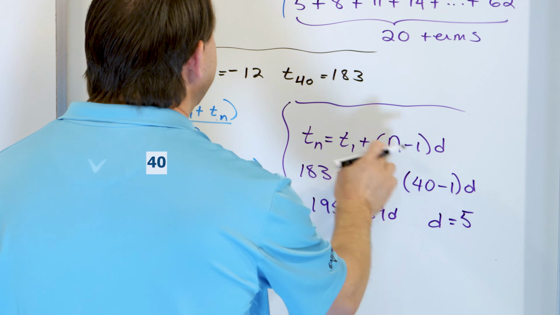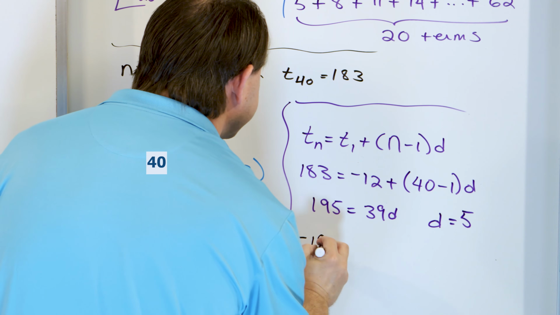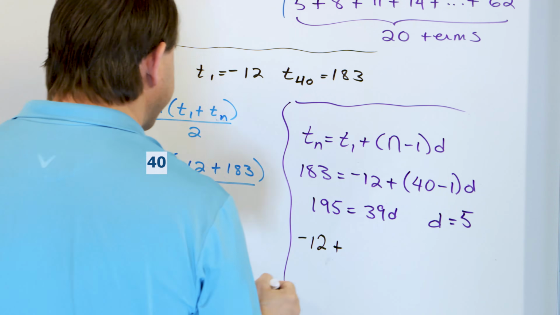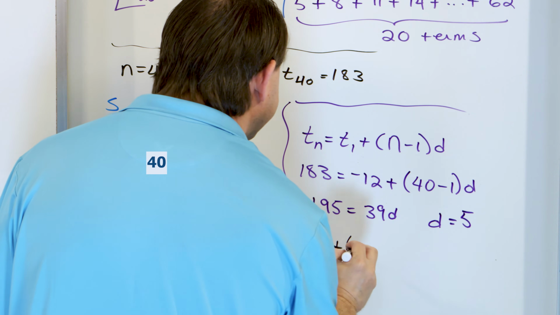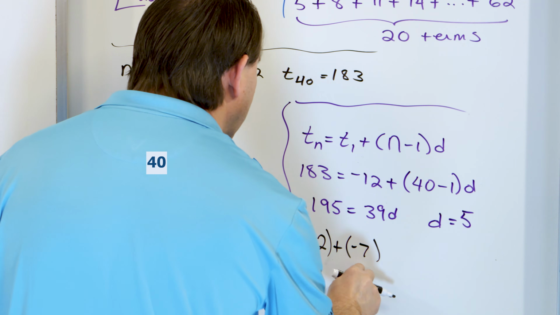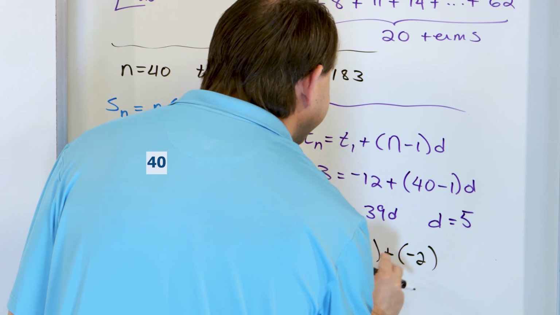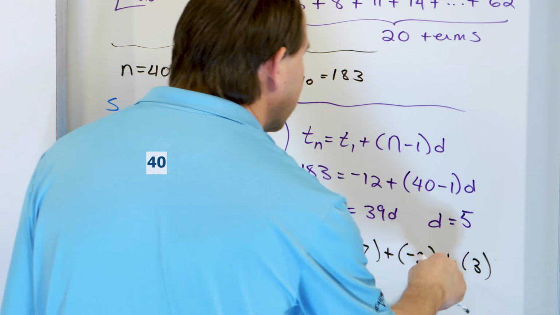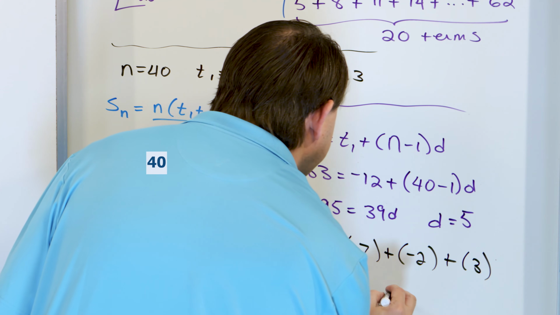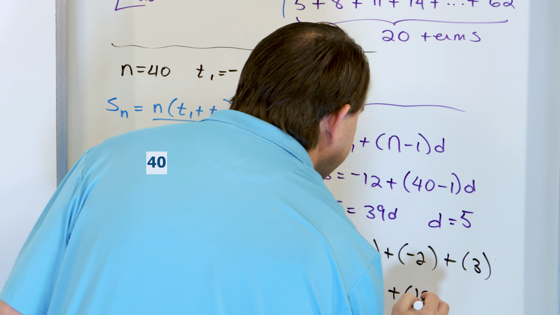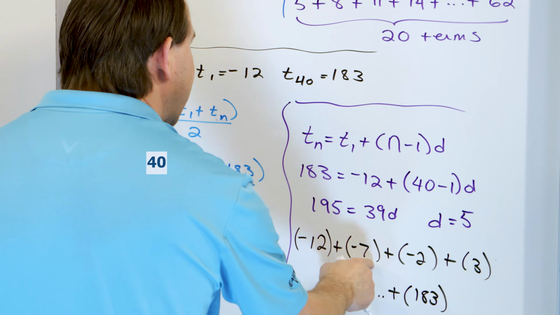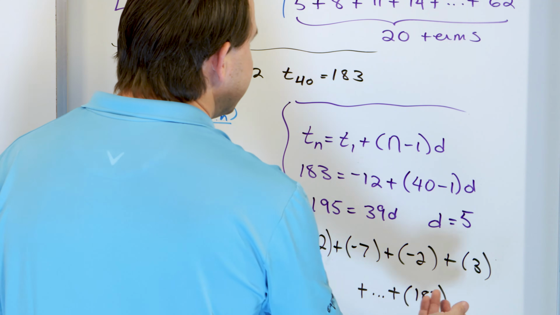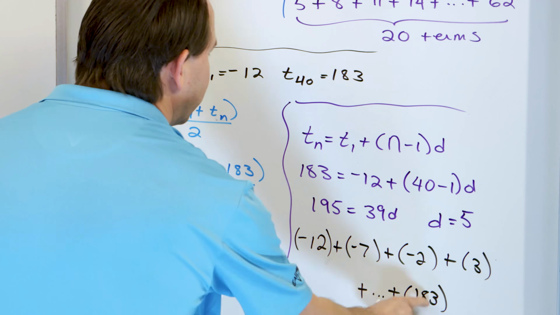Now that you know the spacing is 5, you start at the first term, negative 12, and you add to it. The next term will be 5 from there. So let's do it like this. Negative 12. The next term is going to be negative 7 because that's 5 more. The next term is going to be negative 2 because that's 5 more than this. The next term after this will be positive 3 because that's 5 more after this. And then you're going to have plus ... and you're going to land on the last term, 183. So if you start here and add 5 and add 5 and add 5, add 5 all the way forward, do it 40 times, or 39 times really, then you're going to get to that 40th term, which is 183.